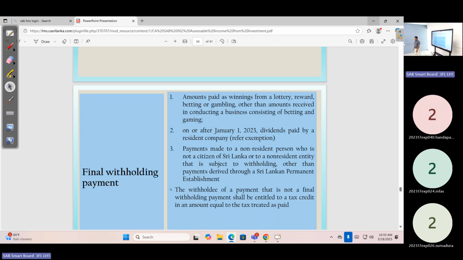So we have 14%. But if it's a permanent establishment, it is not final. With a permanent establishment of a non-resident person in Sri Lanka, we can ascertain the correct tax liability. Otherwise, once we are making the payment, we have to deduct 14%. Finish. And he has no more tax liability in Sri Lanka.